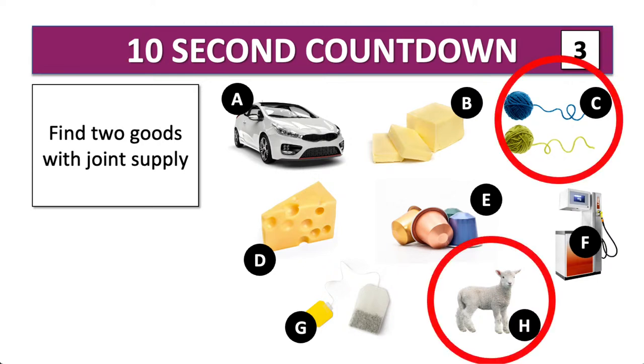Let's take a look. Lamb and wool. In fact, when I talked this through with my year 12s today, that's the exact same answer that I used. If we see an increase in supply of lambs, we will also see an increase in supply of wool as well. The two goods are supplied jointly with one another.